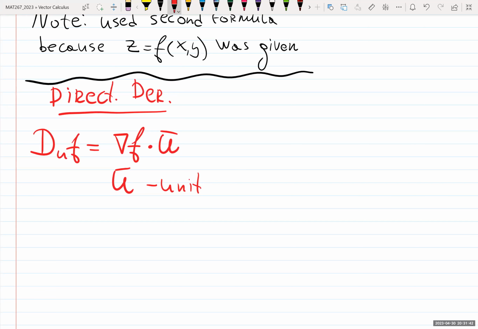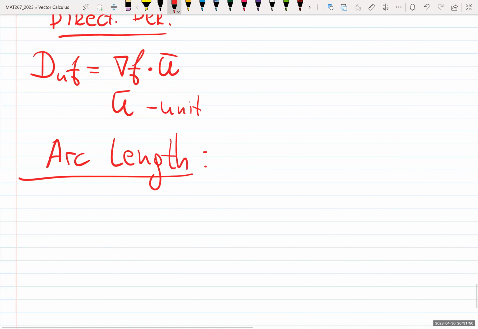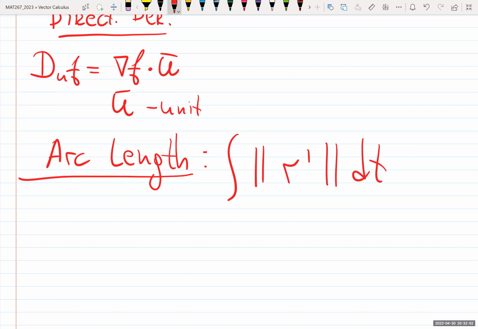And also remember the arc lengths. There was a formula for the arc lengths. Lots of formulas. They do have connection between each other, so it is possible to memorize them, but just kind of annoying. But the formula is the integral of the size of r prime dt. That's the arc length. Magnitude of the derivative.